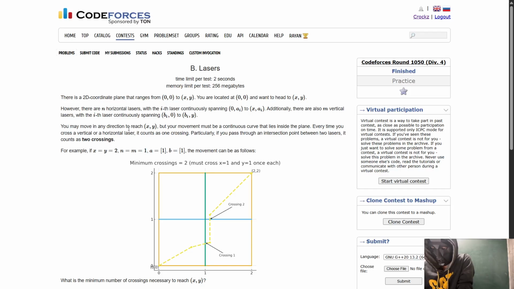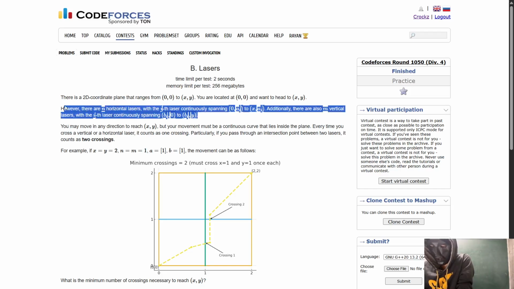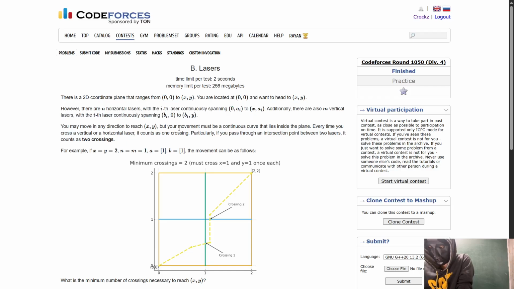So you may move in any direction to reach x comma y. Don't worry, this is easy, I'll be telling you, I'm just reading the question. By the end of the video you'll say, okay, this was much easier. But your movement must be a continuous curve that lies inside the plane. That is very important, and I'll explain the meaning of this as well.